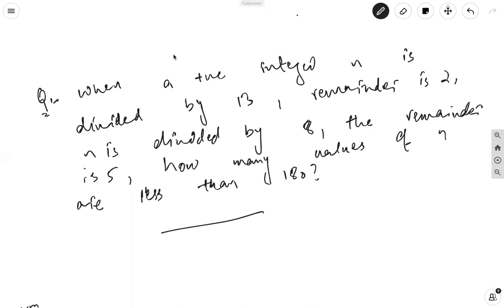Okay, so 1, 3, 1. Any other value? Sorry, not 3, 2. Okay, 2. Any other value?